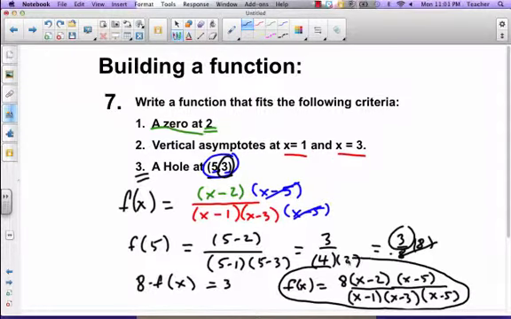So there are some good examples in the book, and some other examples we'll look at as you work on your assignment.